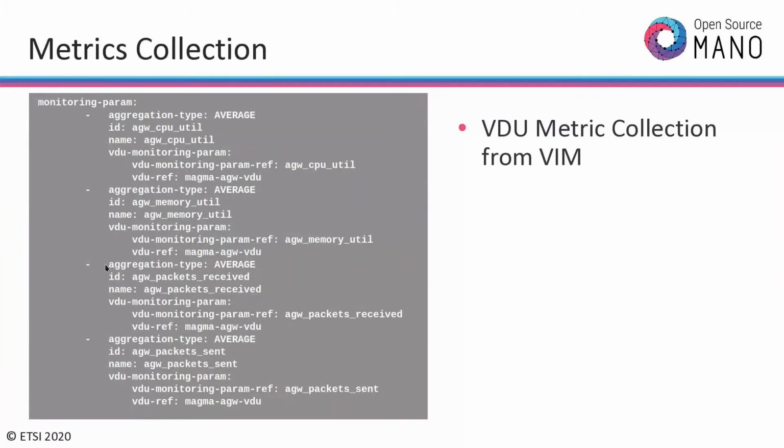And there are a few details here. For example, you can change the aggregation type. Here we are looking at the average, but you can zoom in, and you can change this aggregation type.